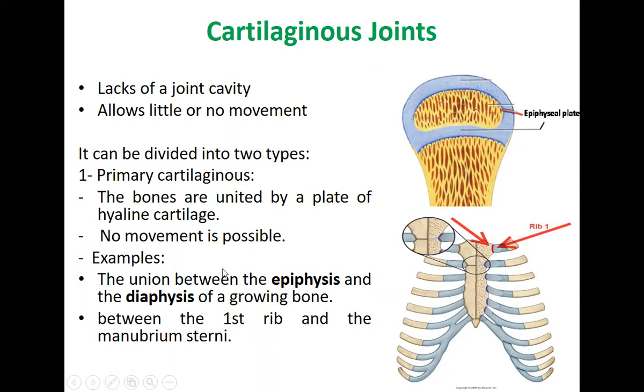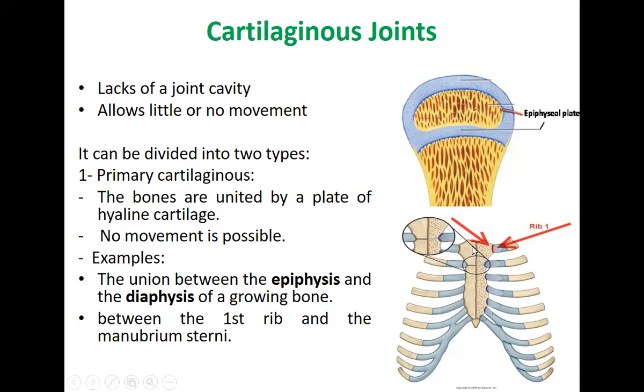The examples: the union between the epiphysis and diaphysis of the growing bone. This is the growing bone, the bone in children where the head is not fused to the body. So there is hyaline cartilage which is fused. The second example is between the first rib and the manubrium sterni. This is the first rib and the manubrium sterni. This joint is called a cartilaginous joint because there is hyaline cartilage here.